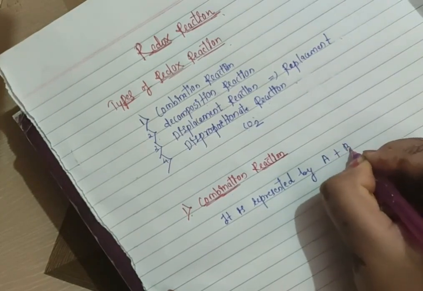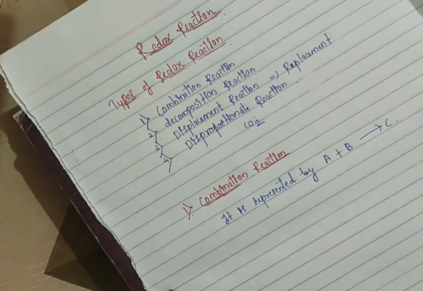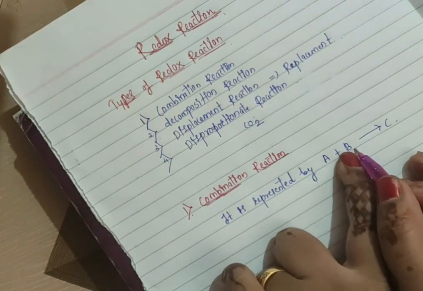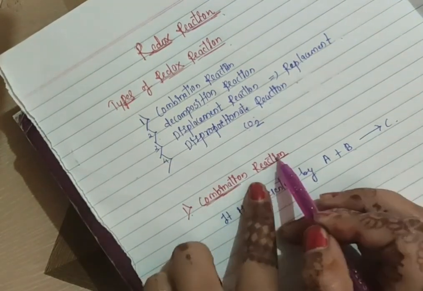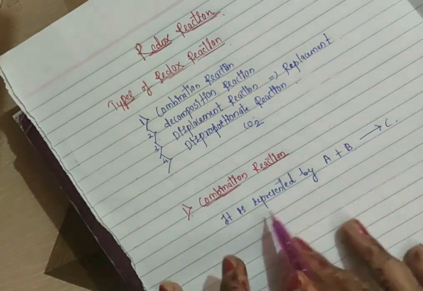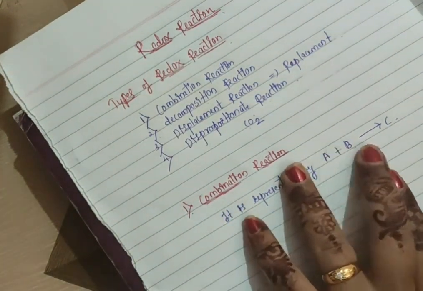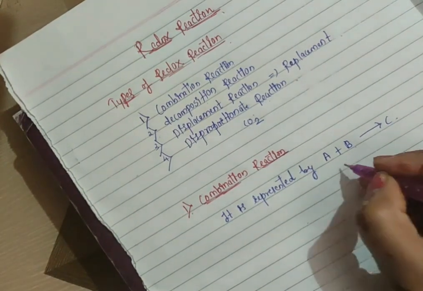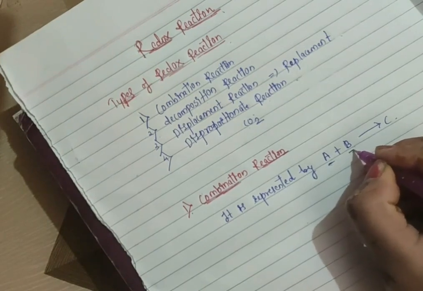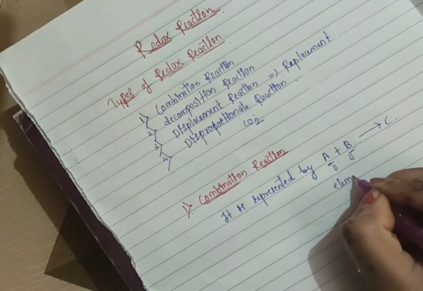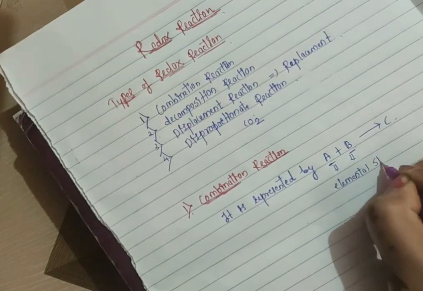So the combination reaction is represented by A plus B gives C. I am combining element A and element B, so it is a combination reaction. Because of this, we can represent this reaction by A plus B gives C. Whatever A and B are, they are present in the elemental state.